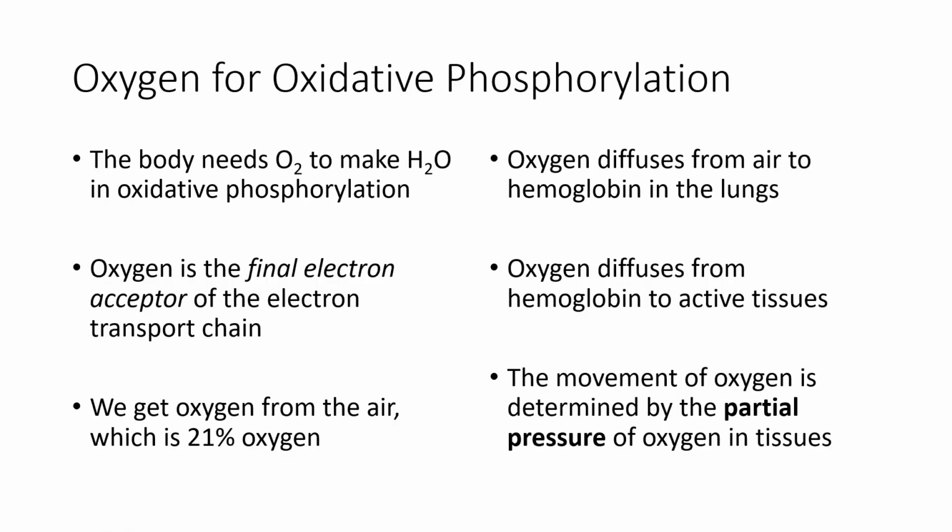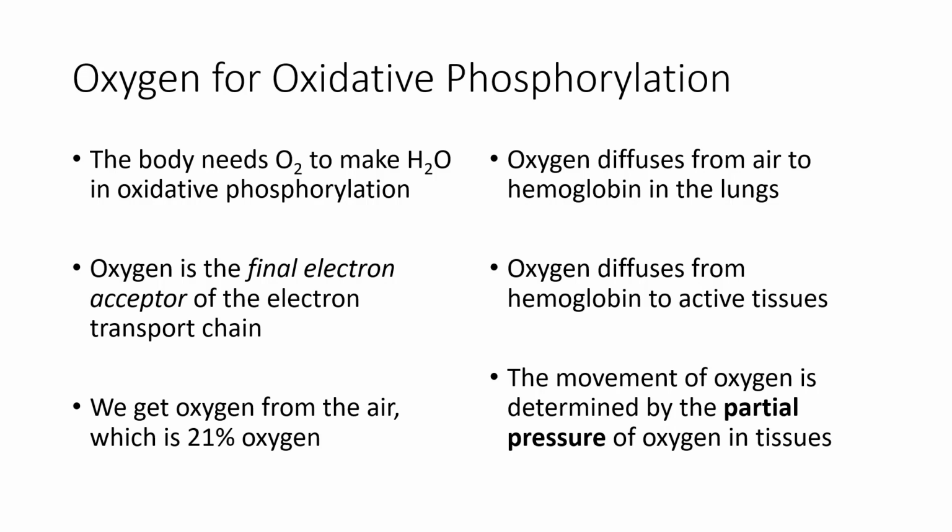The body needs oxygen to make H2O in the process known as oxidative phosphorylation, which you may remember from the metabolism lecture. Oxygen is the final electron acceptor of the electron transport chain. Now, we get oxygen from the air, which is 21% oxygen. It diffuses from the air to the hemoglobin, remember the blood lecture, in the lungs. Not that the lungs are full of hemoglobin, we're talking the alveoli are bordering capillaries. Those capillaries have blood cells, and those blood cells have hemoglobin. Oxygen diffuses from hemoglobin to active tissues in the systemic circuit.